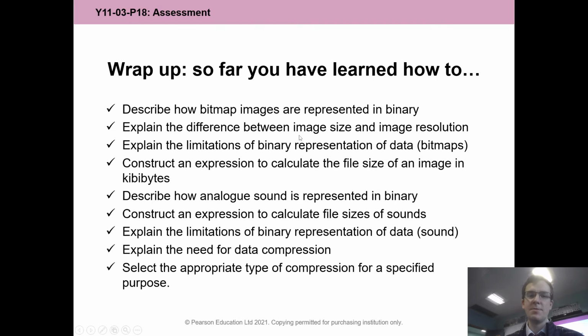So what's covered in this end of topic? We want to know about bitmap images. Interestingly, the specification means that we don't need to know anything about vectors. We're only interested in images that are split up into a grid of pixels, a two-dimensional list or a two-dimensional array. We want to know how all of the colors are represented in binary and how things like the image size and the image resolution are going to affect the size and the quality of an image. We want to know about the limitations, as in if you've only got a certain number of bits per pixel, what's that going to limit in terms of the quality?